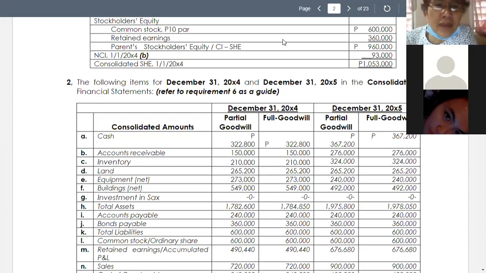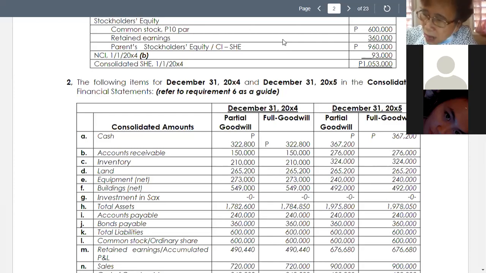Again, after investment in stocks, you may insert goodwill. Using the full goodwill approach, your debit to goodwill is 15,000, and then you have the credit of 3,750, considering that you are using the full goodwill approach. So your debit to goodwill is 11,250. Now, what is your total assets? How much is your total assets?